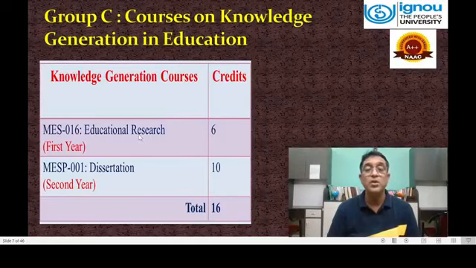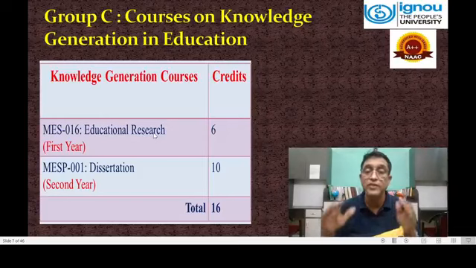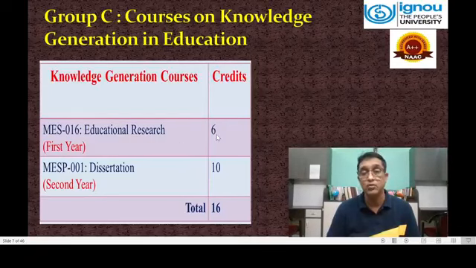In Group C, 2 courses are there. First is MES 016, with the course title Educational Research, which we are presently discussing in this session, the 3rd block of this course. This course is included in the first year of this program. This is a 6 credit course. And the second course under knowledge generation is MESP 001, that is the dissertation.